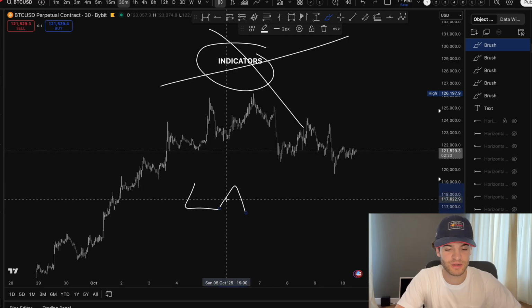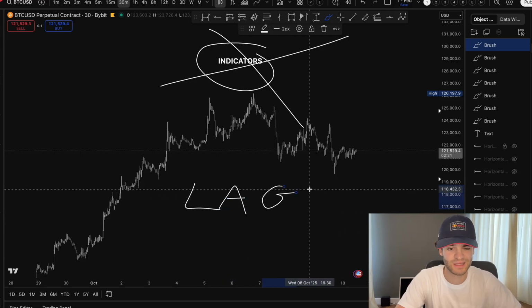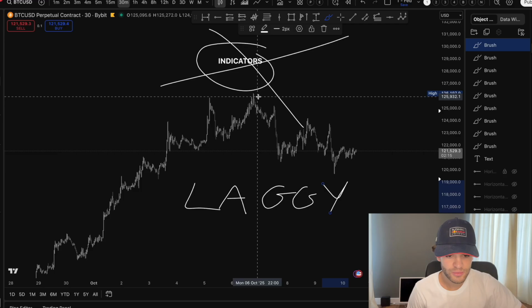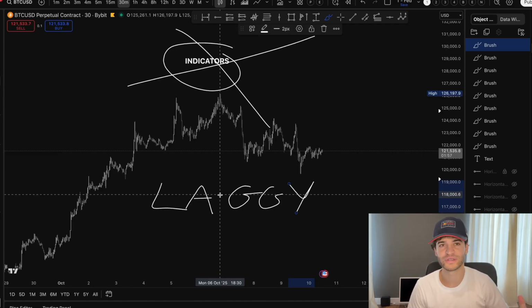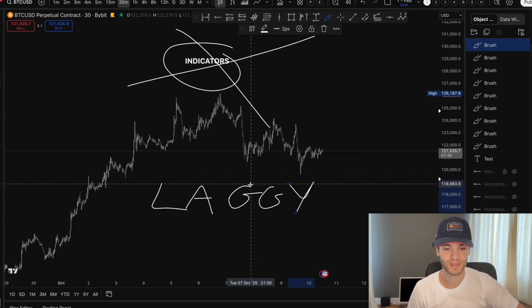The reason is because they are laggy, or lagging. You can say both. But anyways, indicators are based on old data. And therefore, using them, you cannot predict what happens next. You are basically only reacting to what has already happened. And keep in mind that basically everybody's looking at indicators.